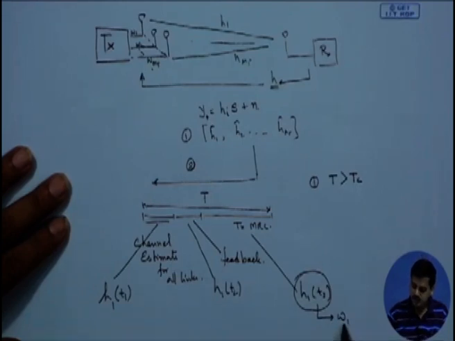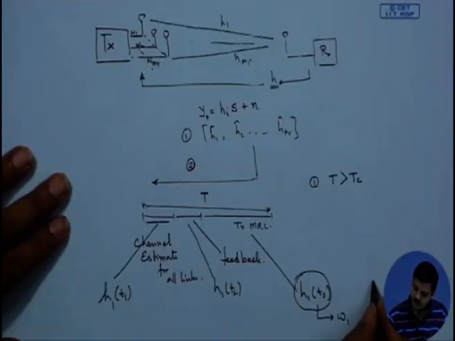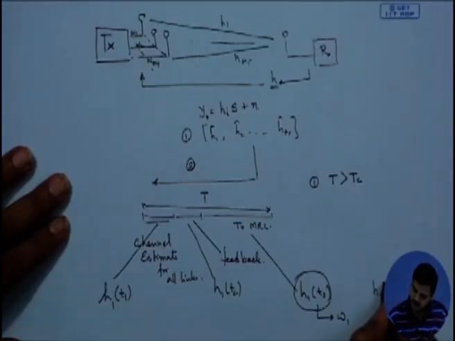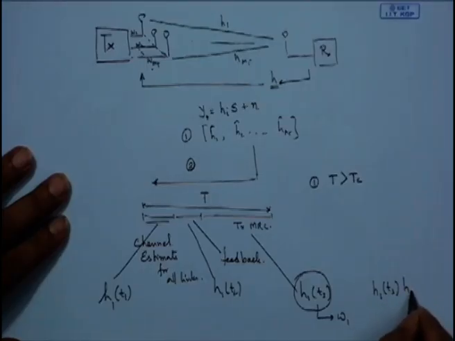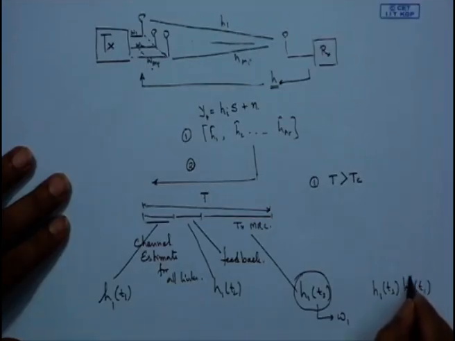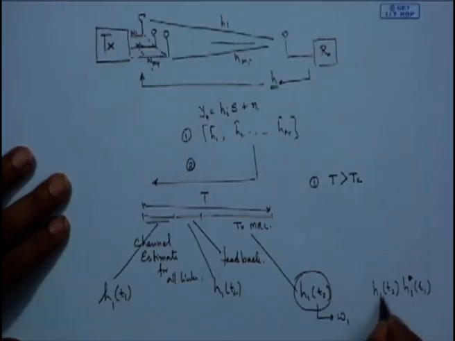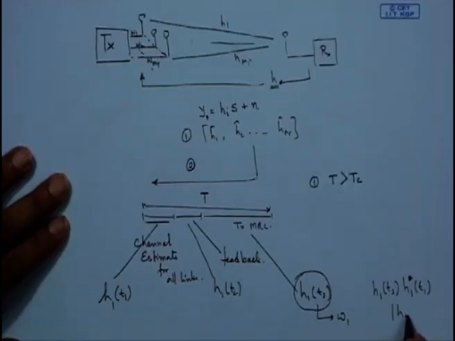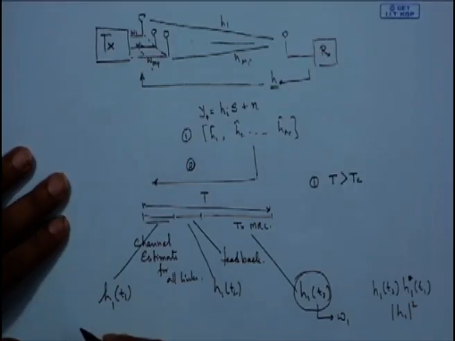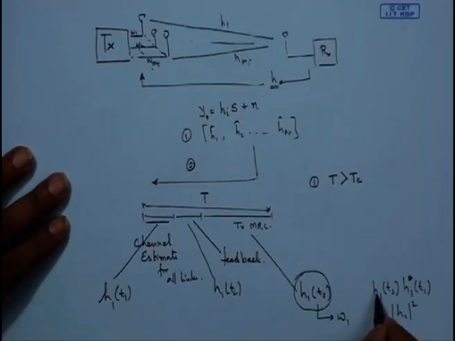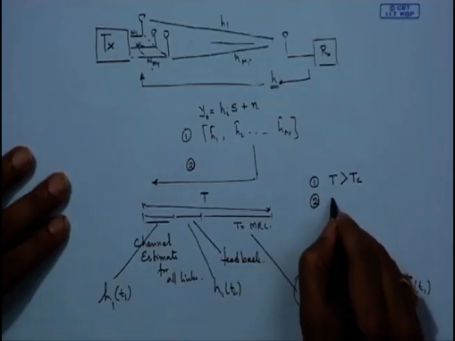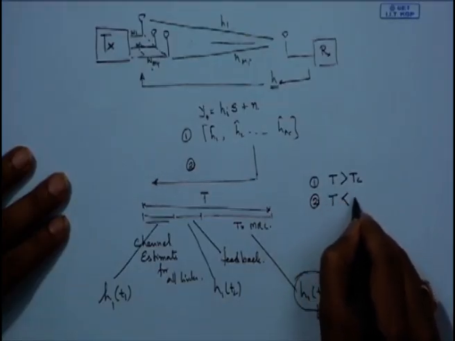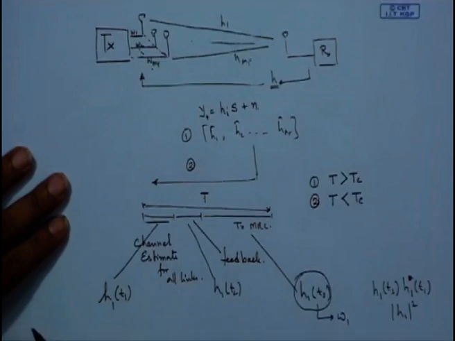So if this is used in W1, in the expression that we have written, we said H1 at time T3, we did not use the time T3 in that expression, times H1 conjugate at time T1. We made the assumption that these two are equal, and we said it is equal to mod H1 squared. But that's not going to happen. So one of the fundamental conditions that should be valid for it to work properly is that this total time must be less than the coherence time.